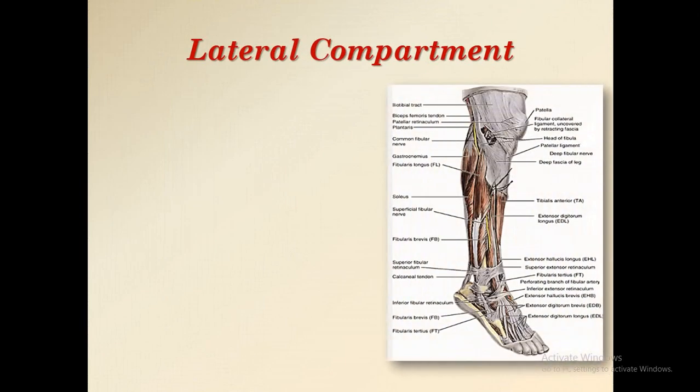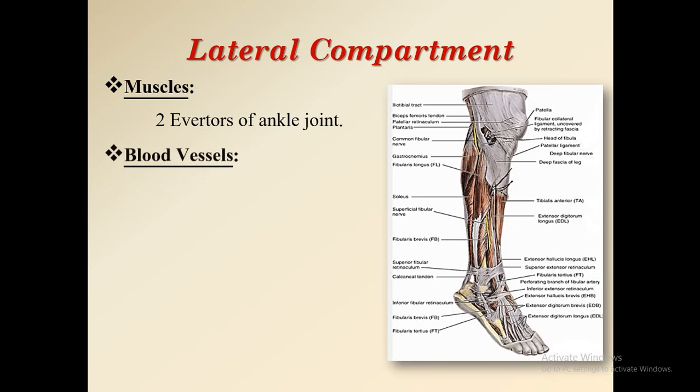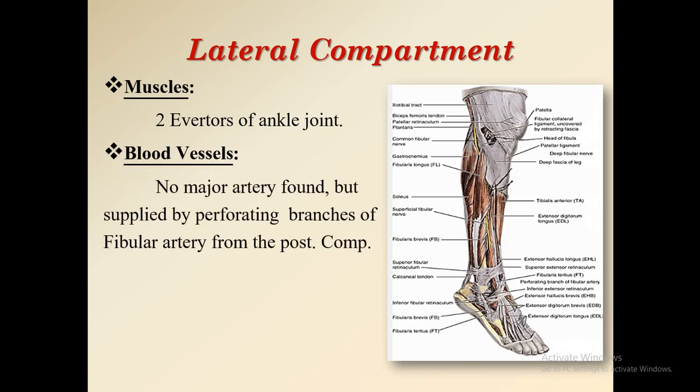Lateral compartment of the leg, or sometimes called everter compartment, contains muscles that evert the ankle joint, which are two muscles, fibularis longus and fibularis brevis. Blood vessels in the lateral compartment: in reality there are no blood vessels in the lateral compartment, but rather branches that come from the fibular artery, which is in the posterior compartment. Nerves of the lateral compartment is the superficial fibular nerve.